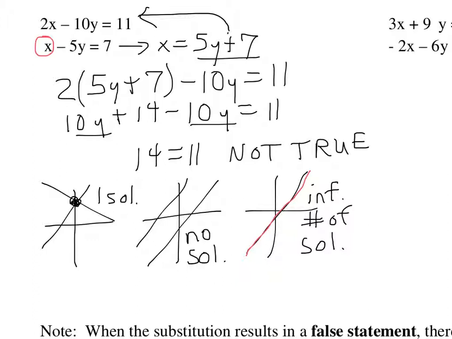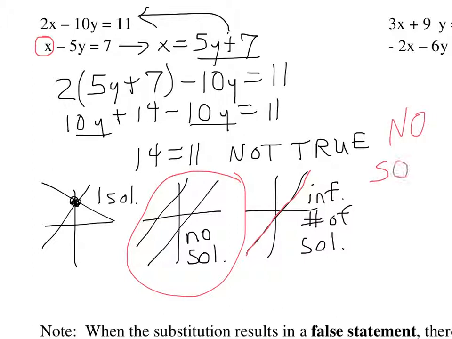So what do you think? If we get something that's never true, 14 equals 11, we know it's not that there's one solution, or we would have found it. Is it that there's no solution, or there's an infinite number of solutions? What do you think? I think it's that there's no solution, because 14 equals 11 is not true, never true. There's never going to be a solution. So for this problem, the answer is no solution. These lines are parallel.